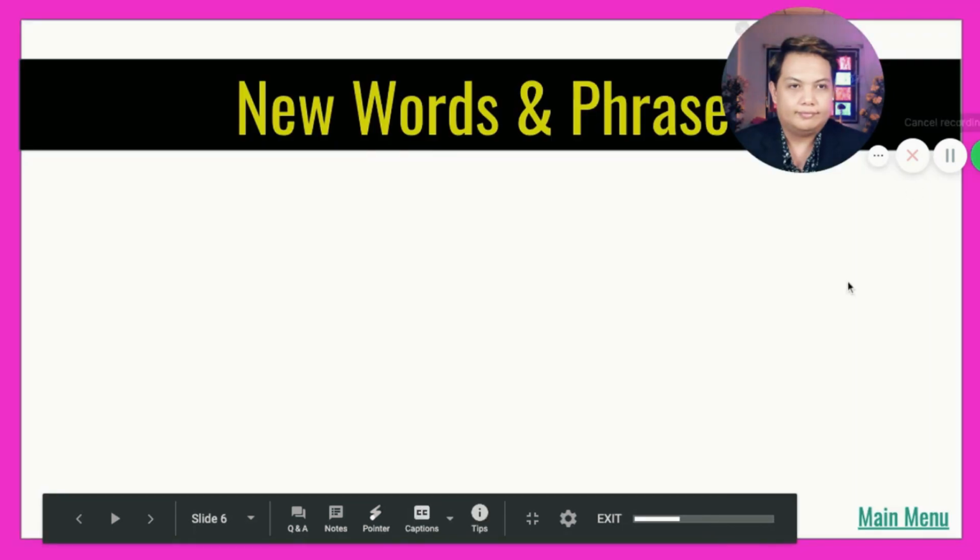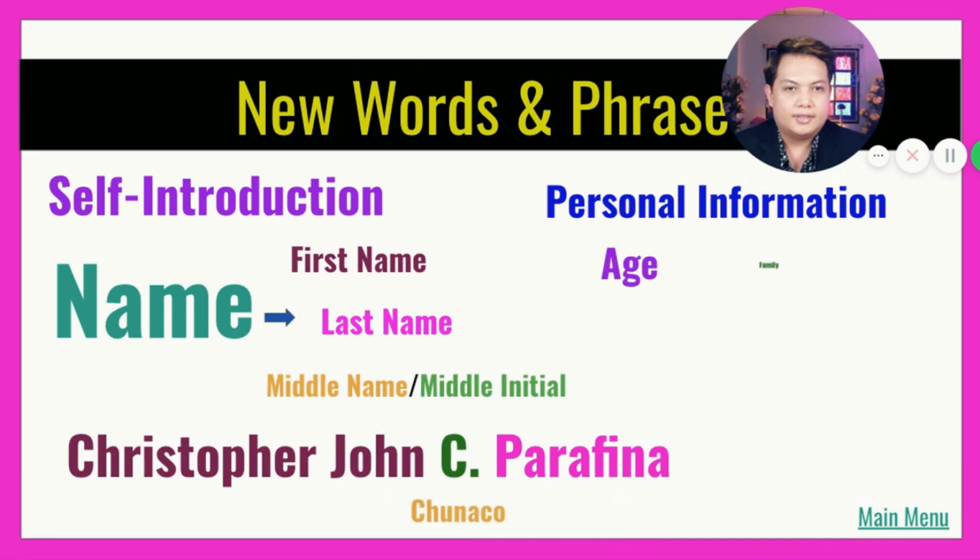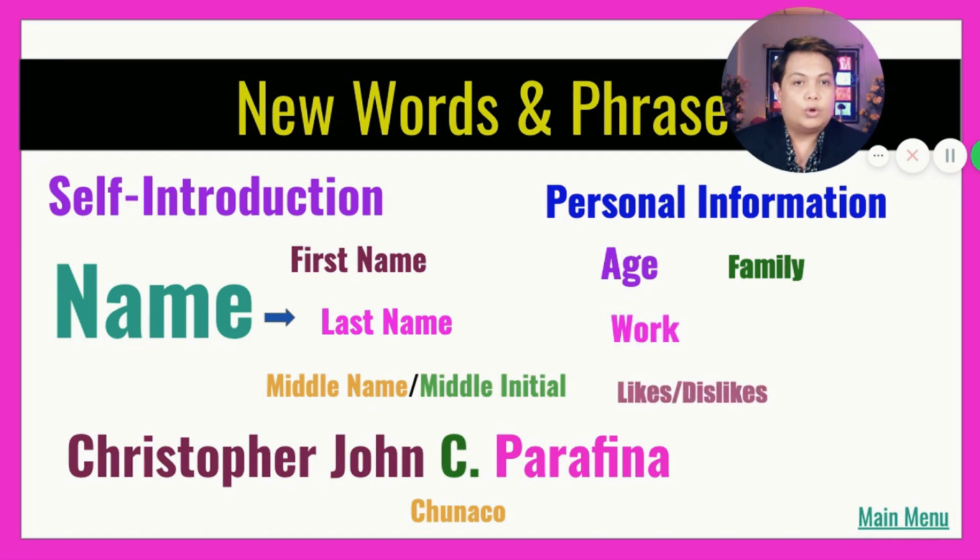Let's go on to our next slide. All right, so we have all this. Now, when we are asked about our personal information, we could share about our age, our family, our work, likes and dislikes, address, or nationality.